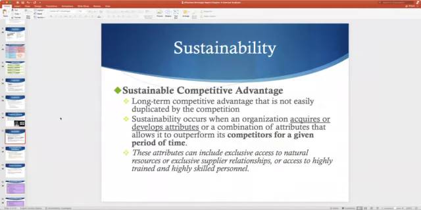Let's take a look at sustainability. One area that firms really try to achieve, and it's very, very difficult to achieve this, is something called a sustainable competitive advantage. This is an advantage, a competitive advantage, that lasts for some given period of time. Now, that's the tricky question. How long is sustainability? Because here's what happens in industry.